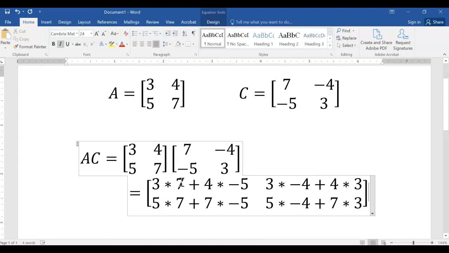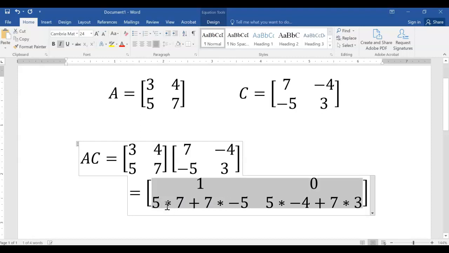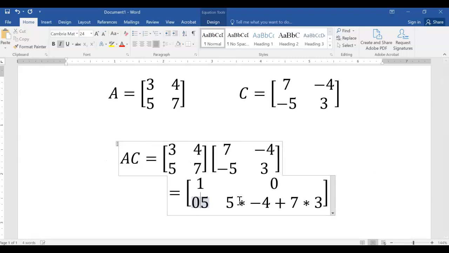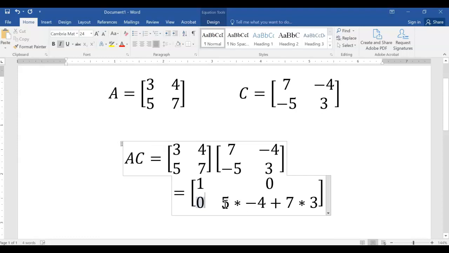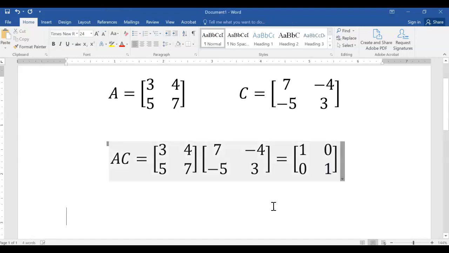Now notice what's going to happen. 3 times 7 is 21, plus 4 times negative 5, that's a negative 20. 21 minus 20 is just going to give us a 1. 3 times negative 4 is negative 12, plus 4 times 3, which is positive 12. So negative 12 plus positive 12 gives us 0. Similarly, 35 minus 35 gives me a 0. And then this is negative 20 plus 21 again. That gives me a 1. So when you multiply A times C, you do get back the identity matrix.